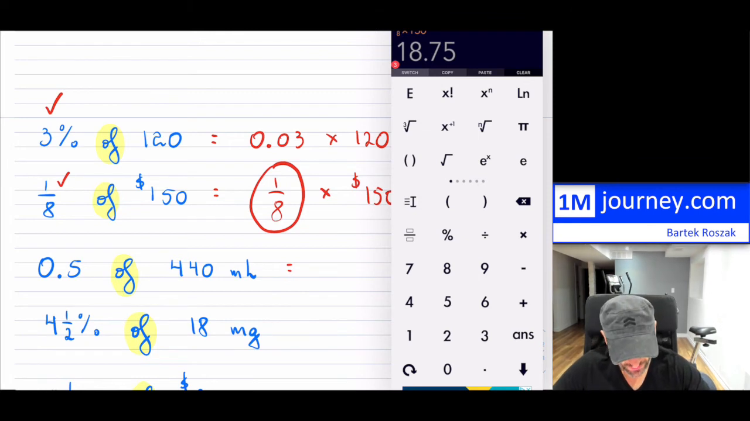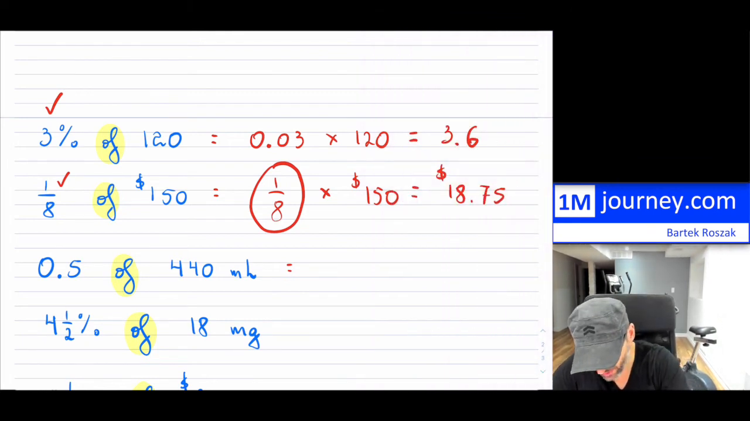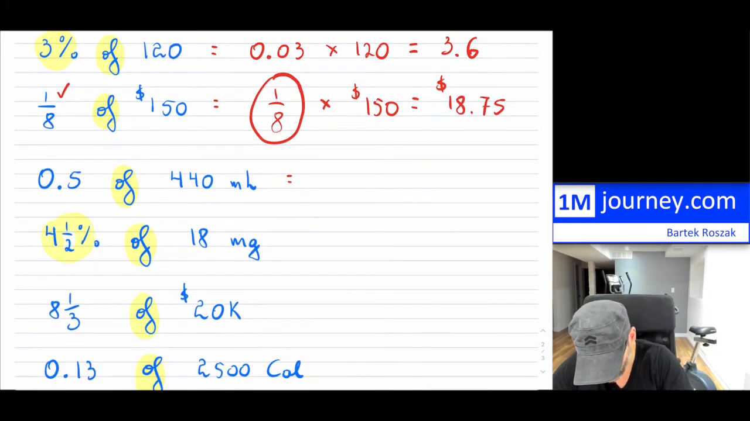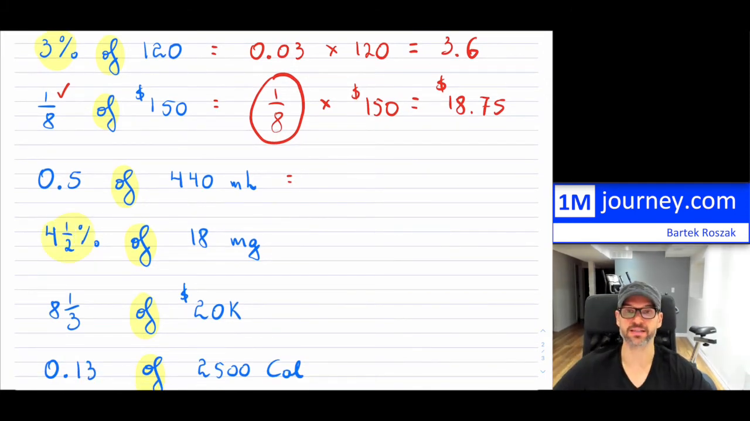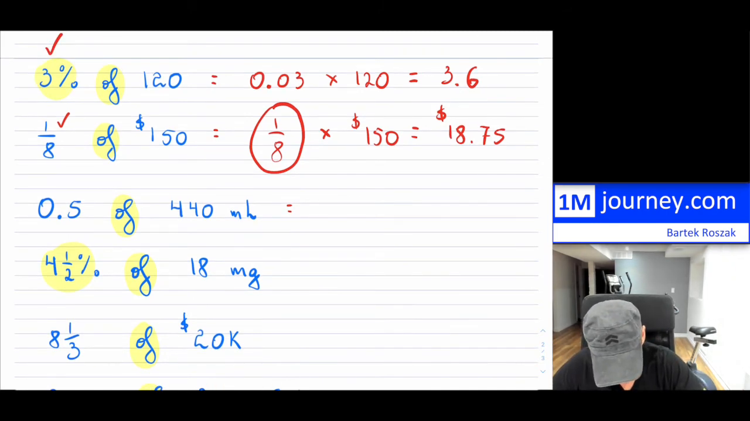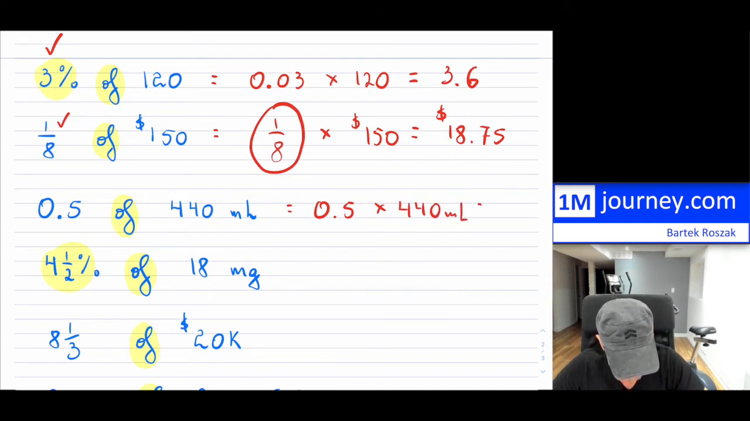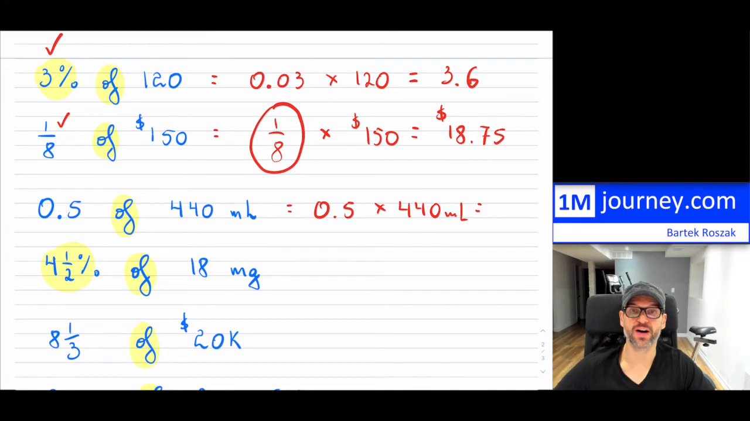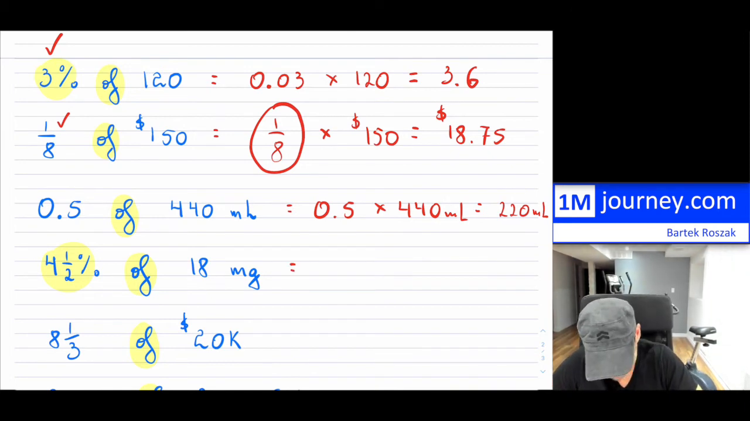So the only ones that you really change and worry about are these percents, which you're going to have to switch. Here we have 2 of them, at least in these examples. Now, 0.5, so this one is going to be rather simple. It's already in decimal form, nothing to do. Of 440 milliliters. Now, 0.5 is a half. So this is going to be 220 milliliters. I don't need to take out my calculator.